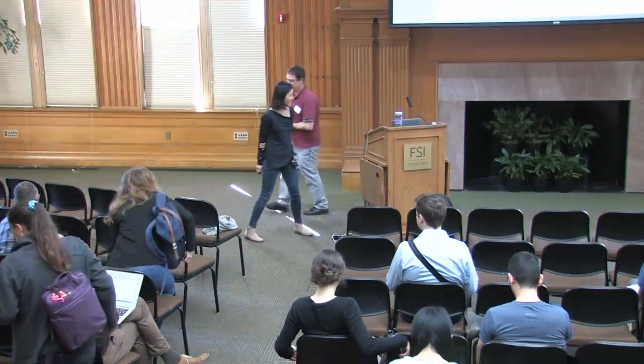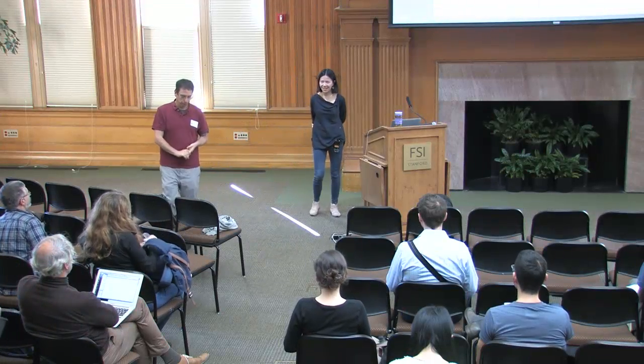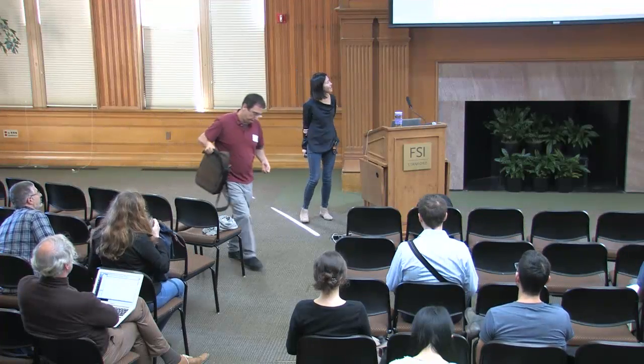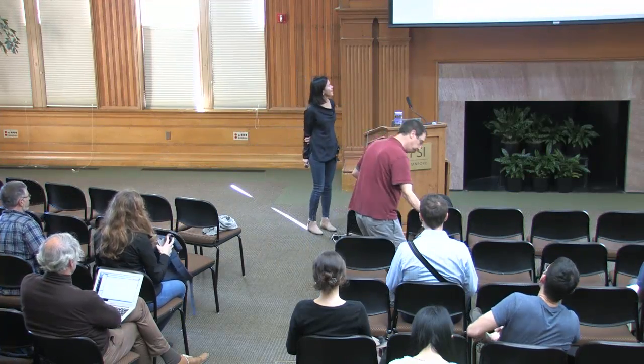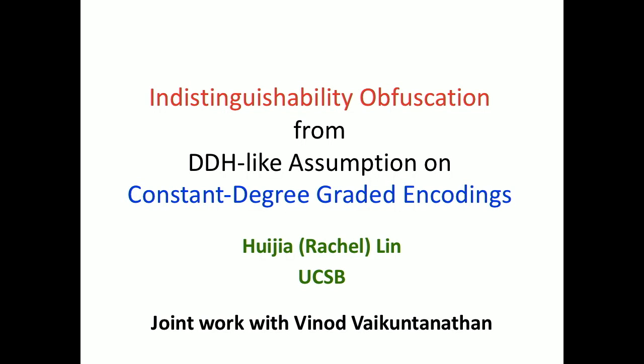Thanks. Great, thank you, Dan. Thank you very much for having me here. All right, so as said, I'm going to talk about IO, or indistinguishability obfuscation, from DDH-like assumption on constant-degree graded encodings. Okay, I know there's lots of jargon here. Don't worry, I will explain slowly one by one.